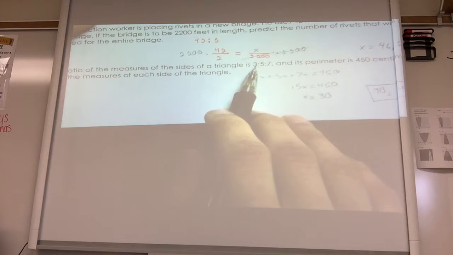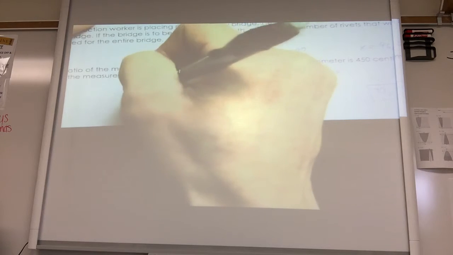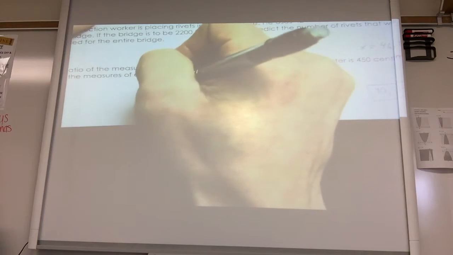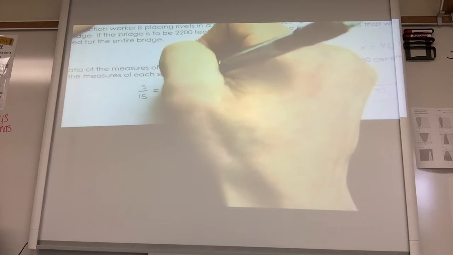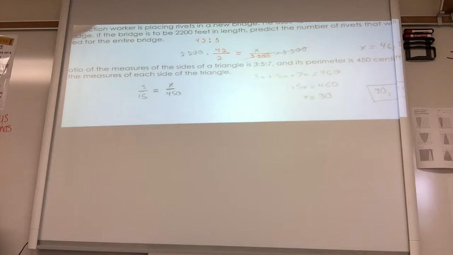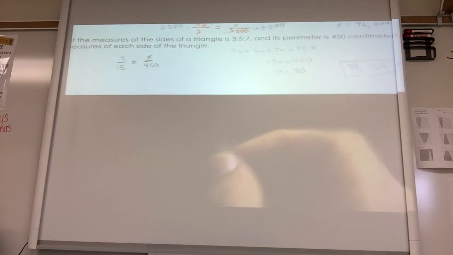So the way I would set it up is, what proportion is 3 to the entire thing? How many units are in this? 3 plus 5 plus 7, 15. So 3, the smallest side, is to the entire thing. So 3 out of 15 should equal the smallest side over the whole thing. That's how you'd actually set it up proportionally speaking. It's difficult to understand that, all right? That's how you would solve for the smallest side. And you will get 90 on that.